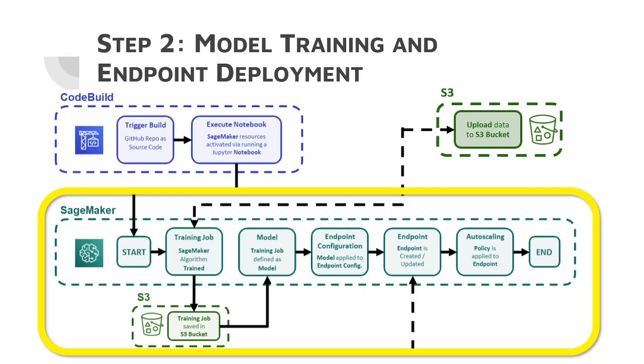The trained model is then saved as a model, applied to an endpoint configuration, and then, if an endpoint exists, it updates that endpoint with our new endpoint configuration. If the endpoint does not exist yet, it deploys it for the first time. At that point, an auto-scaling policy is applied to make sure our endpoint can handle high loads and scale elastically.